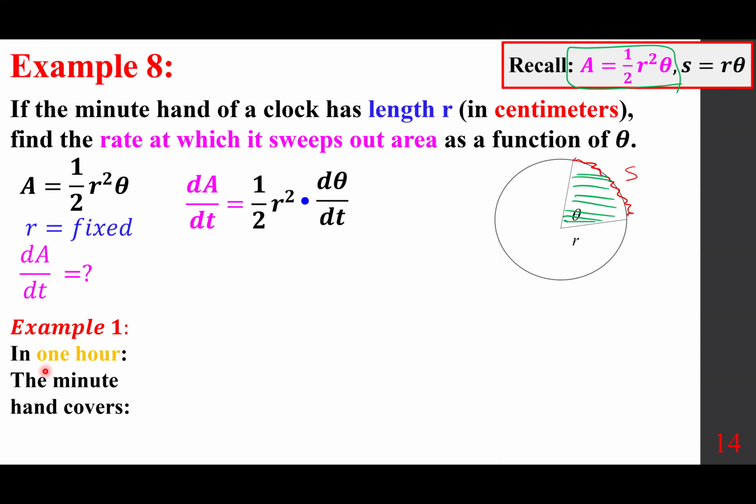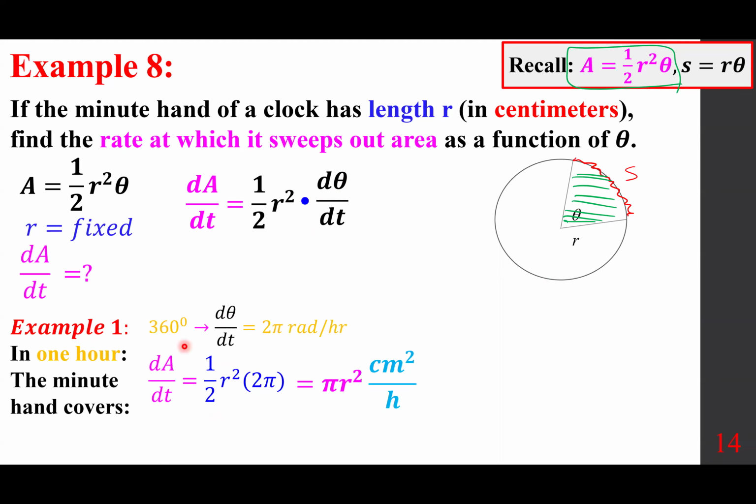For example, in 1 hour, the minute hand covers, as you know, exactly a complete revolution, 360 degrees, or 2 pi radians per hour. D theta dt happens to be 2 pi radians per hour. So in a complete revolution, therefore, now we can replace that. So dA dt becomes 1/2 of r squared times 2 pi, and the 2 cancels out the 2, and we get pi r squared. Now units of area over units of time, centimeters squared per hour.